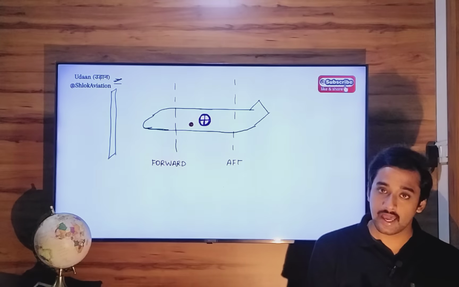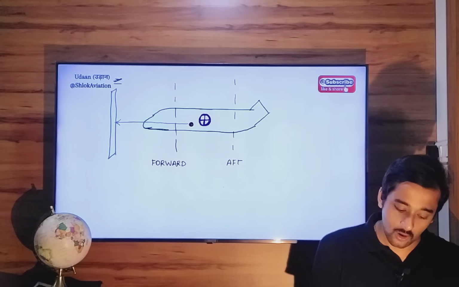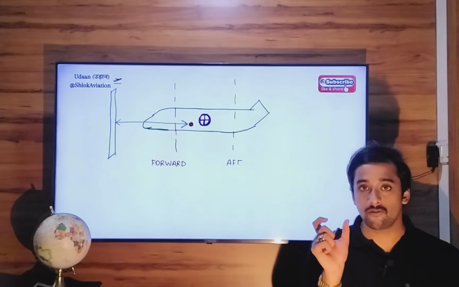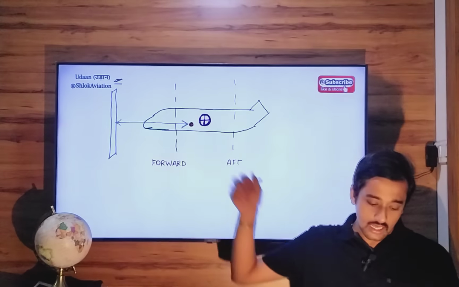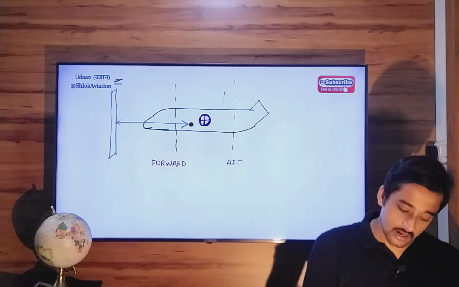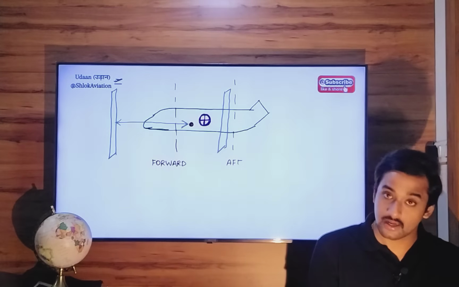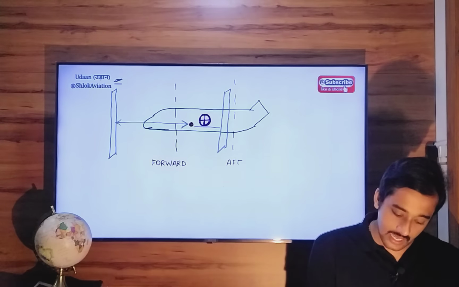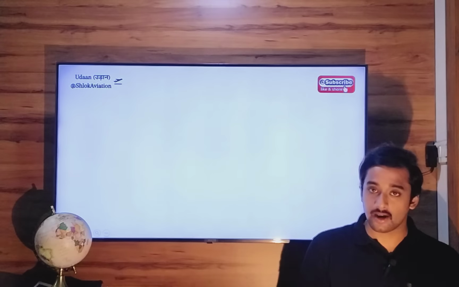So if it's outside the aircraft, let's say over here, you will measure the distance of this particular weight from this datum. Okay, like this. If this datum is going to remain here towards the back of your aircraft, you're going to measure the distance arm backwards like this. So datum can be anywhere in your aircraft.